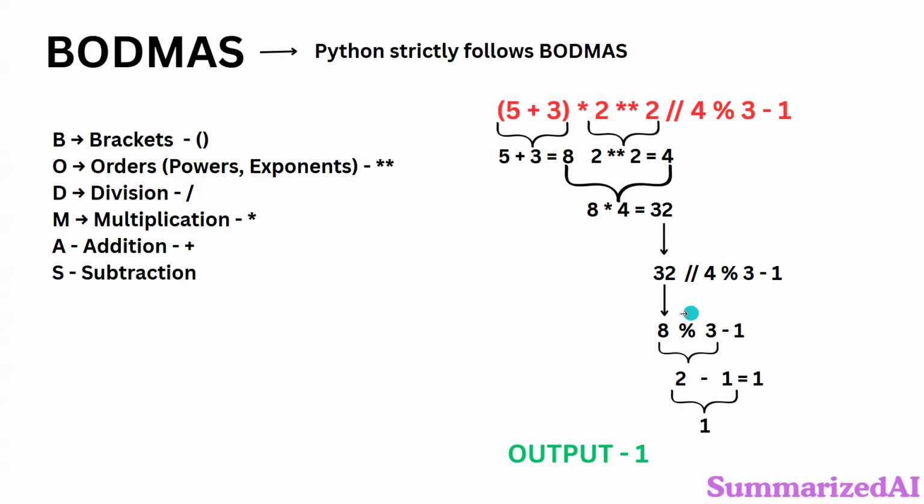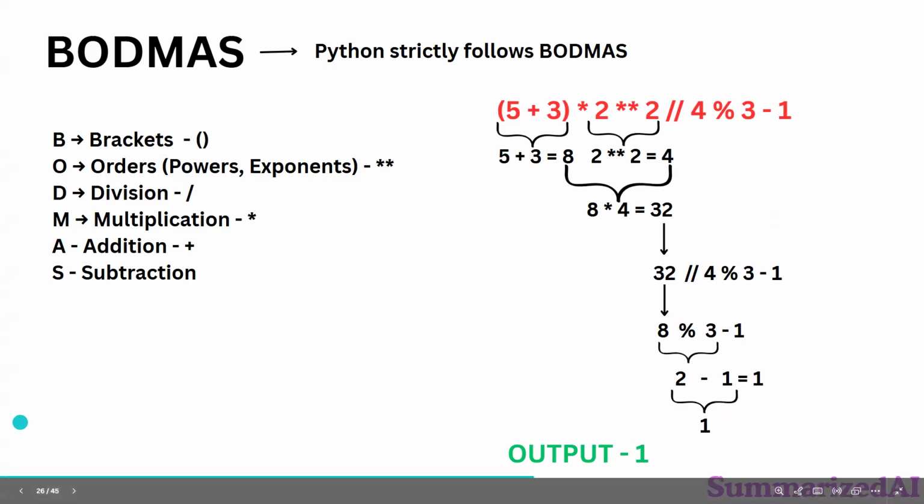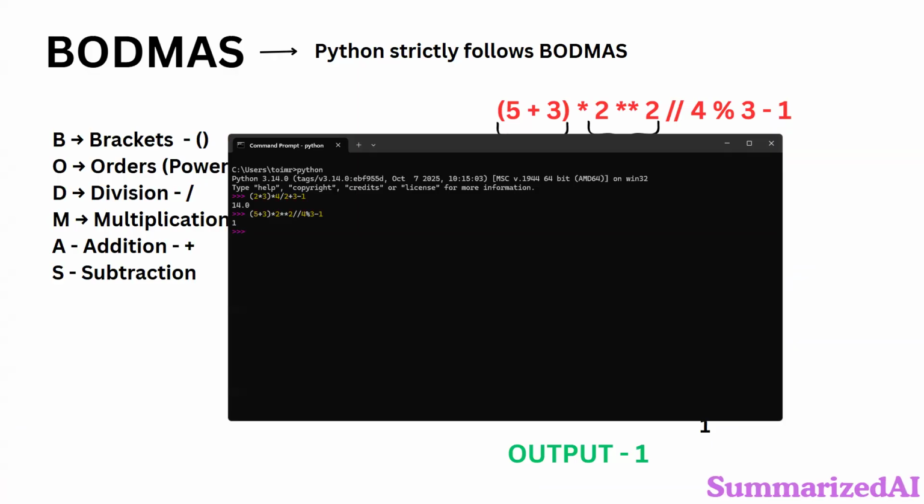And then 8 modulus 3, which is 3 times 2 is 6, and then the 2 left is the remainder. We got the 2 here, and we have minus 1, which is coming from here. So 2 minus 1 is nothing but 1. So this is where and how we are easily able to resolve complex mathematical problems with the help of BODMAS rules. And that's all we have for today's video on BODMAS and how Python uses it to solve calculations.